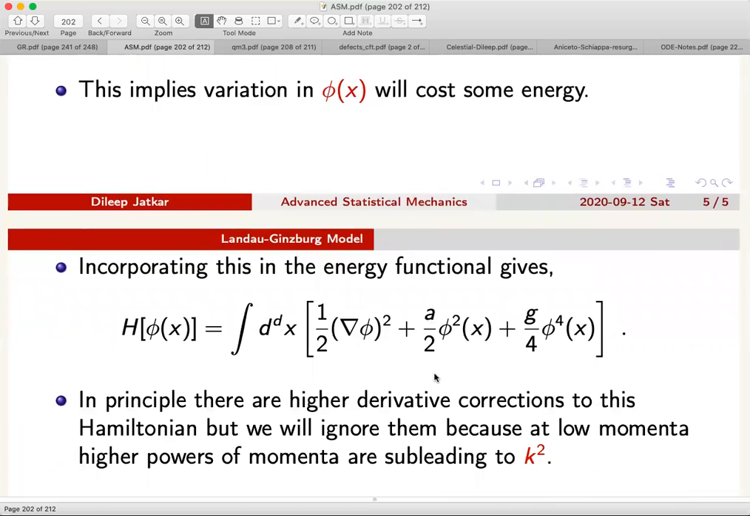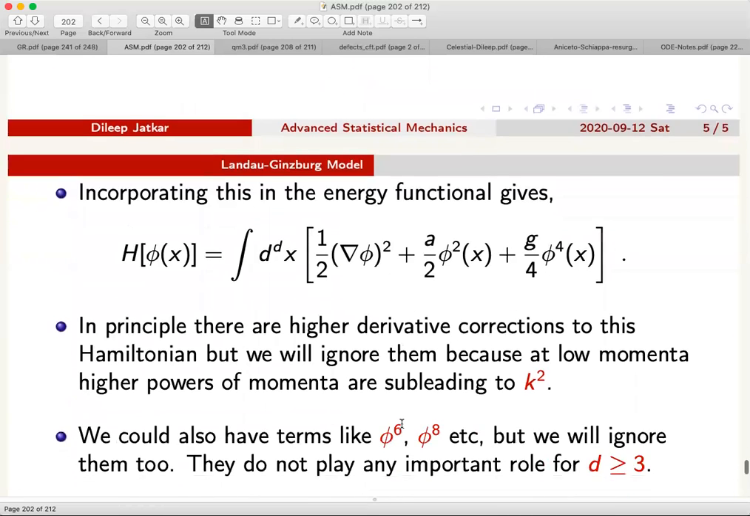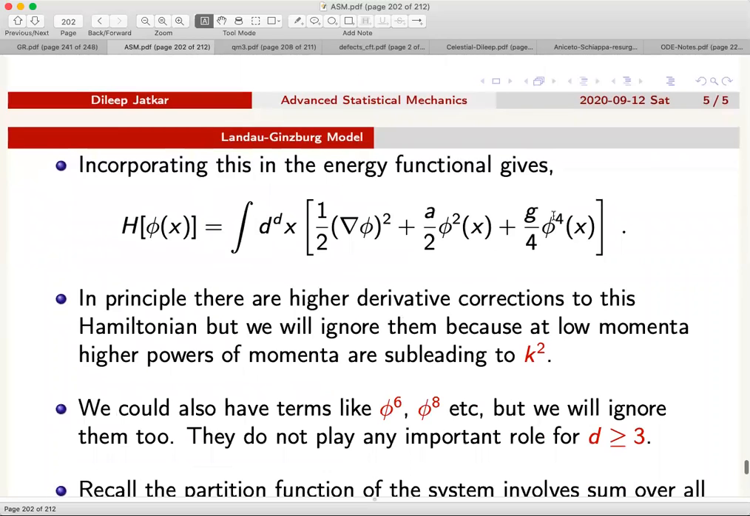So what one gets basically is that the energy functional takes a form of this type, and we want to study its low energy behavior, because we are concentrating on how the ground state of this system is going to behave. Magnetization is a statement about whether the ground state is magnetic or not. So for low energy physics, you can ignore higher derivative pieces, which are higher powers in k and which will be subleading. Similarly, we will ignore terms which are higher powers in phi, like phi to the 6, phi to the 8, and so on.